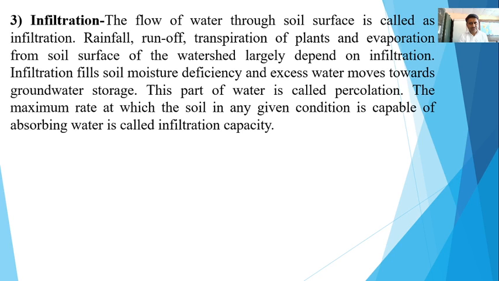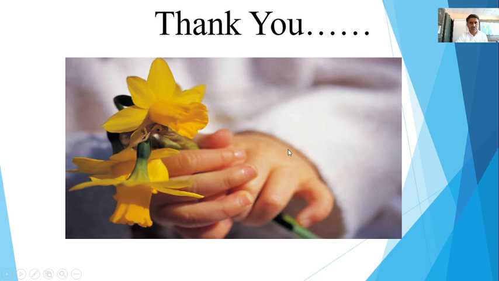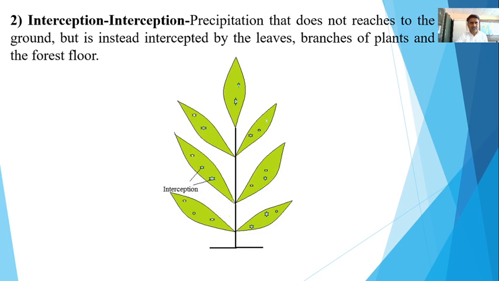The capability of absorbing water is called infiltration capacity, and that's why infiltration also varies from place to place, region to region, and time to time. So this is all about the hydrological cycle.